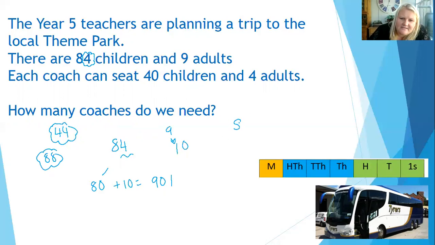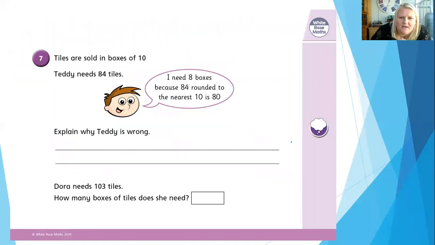So I would round the 84 to 90, which breaks the rules. But by doing that, you know you've got enough seats for the children. Does that make sense? Okay, because I know none of you want to get left behind on your trip. So when it comes to things like that, I would round up. Let's give it a go. Have a go at this question.